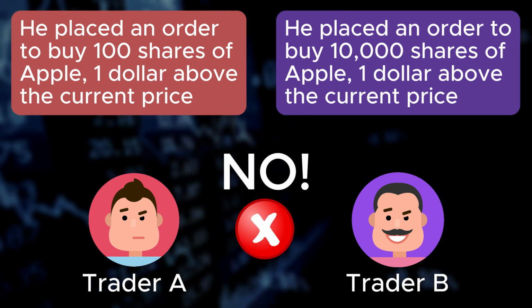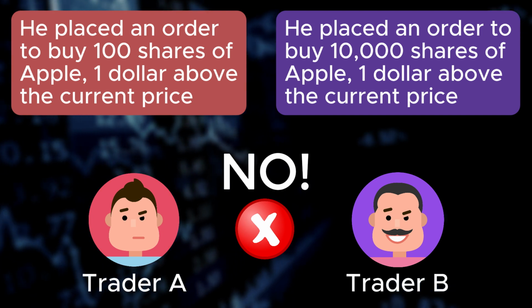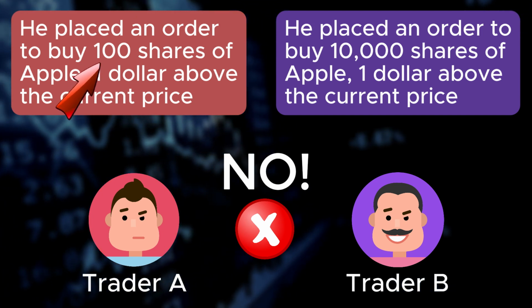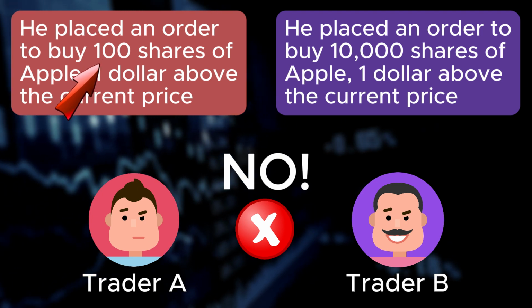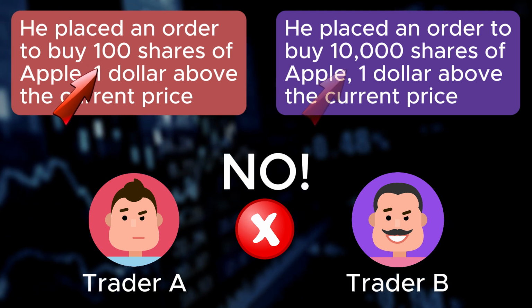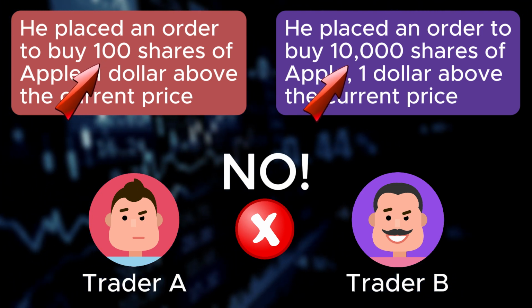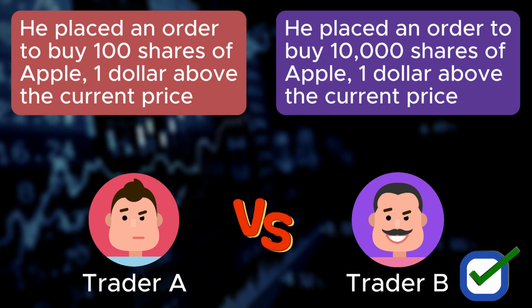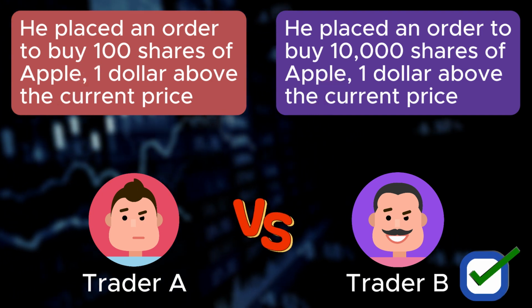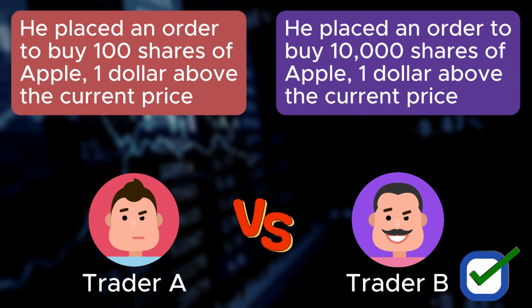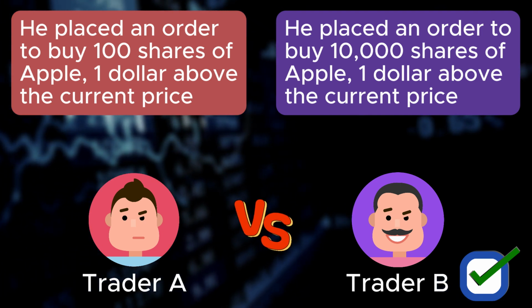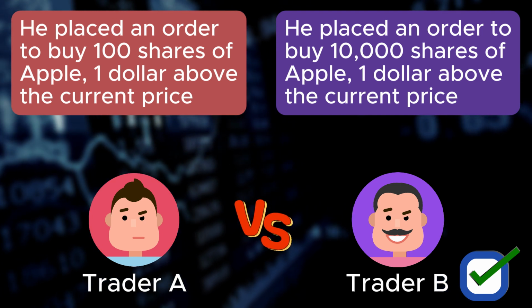Of course no. In case of trader A, we have a $1 increase whose value is equal to 100 shares, but in the case of trader B, we have a $1 increase whose value is equal to 10,000 shares. In trader B's case, the $1 increase of the price is more bullish because the buyer is showing more interest to buy the Apple share for a reason, and because of this, he is putting more money on his trade.